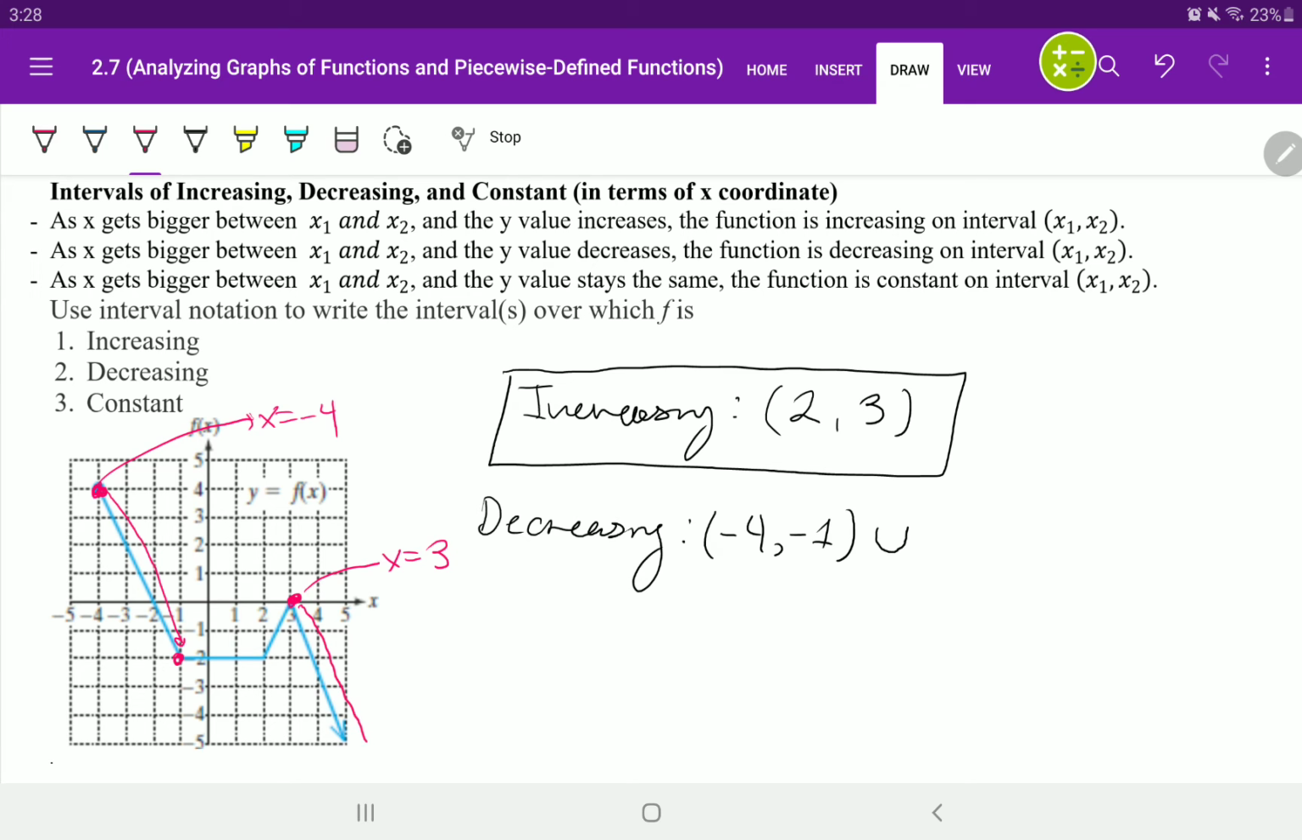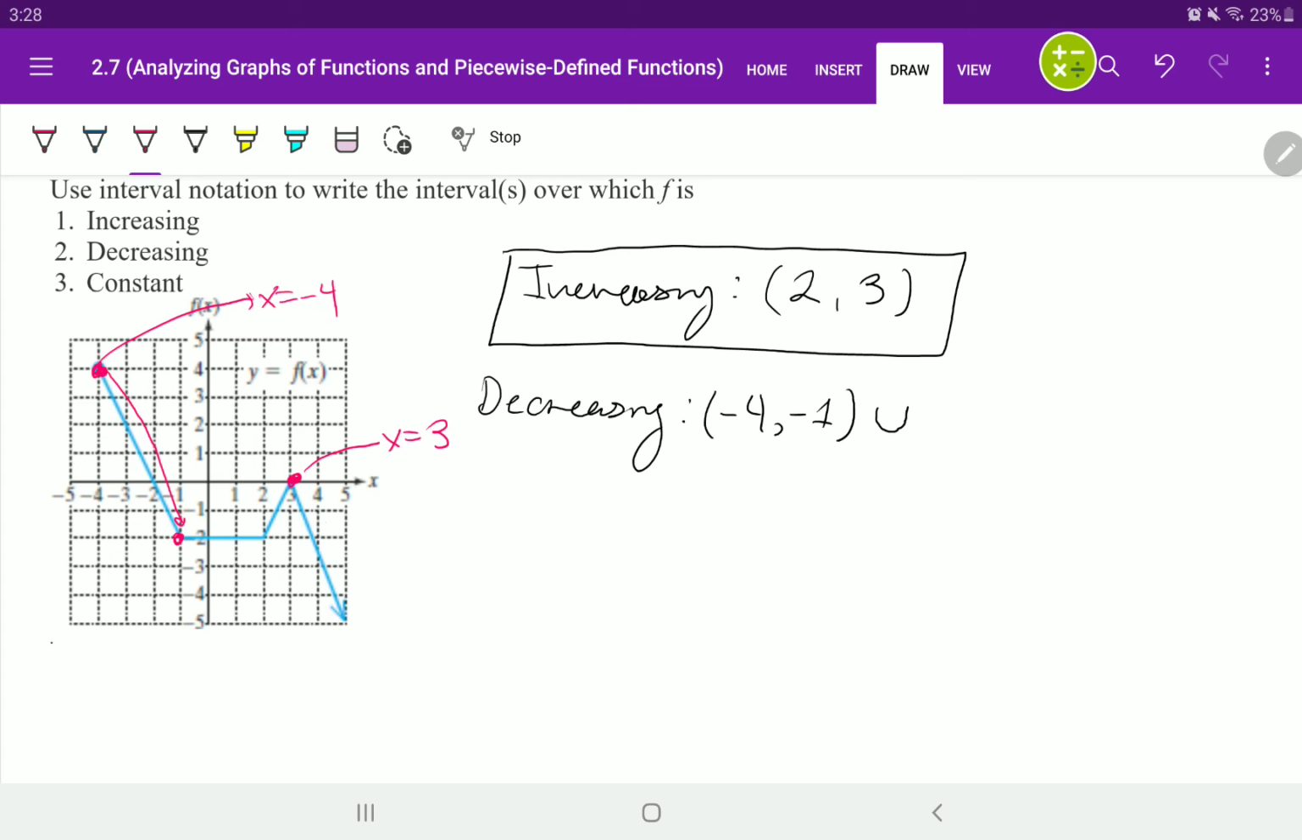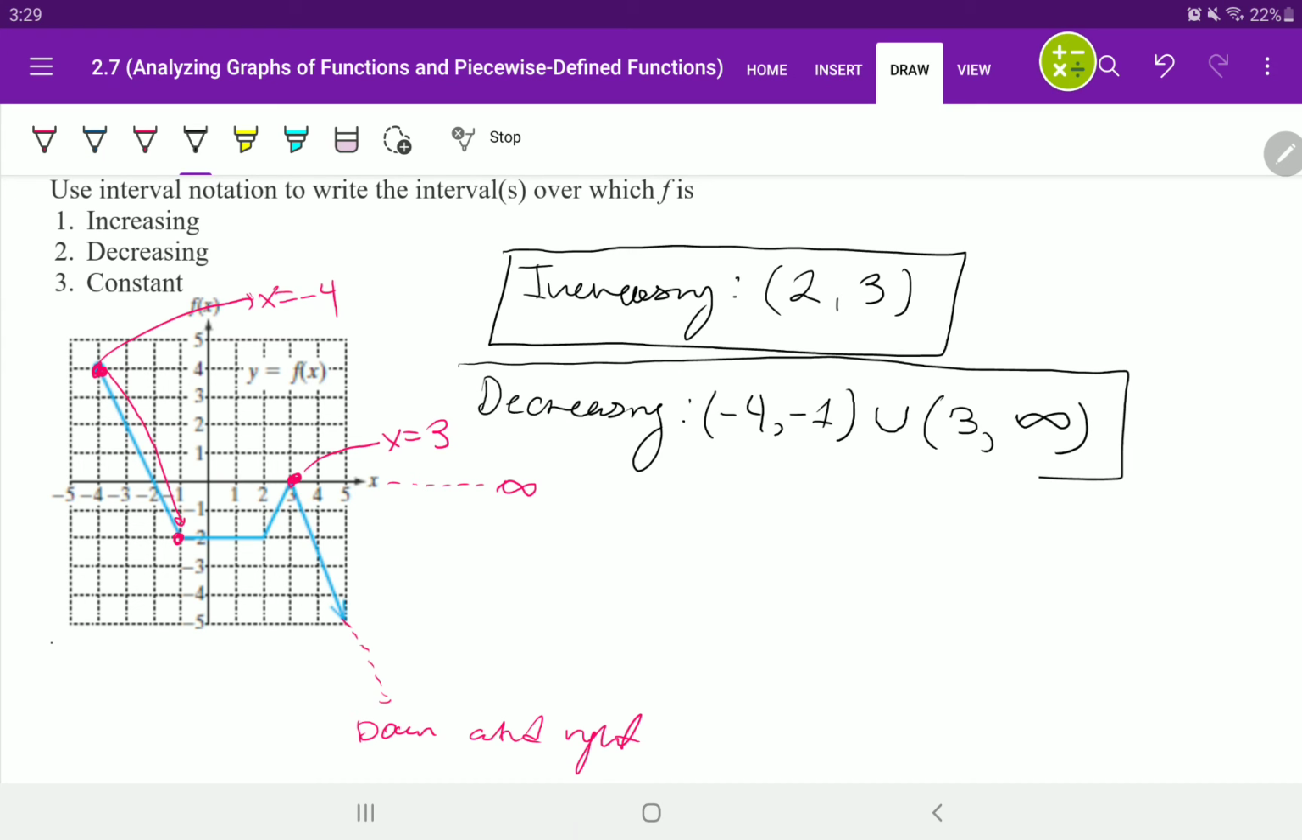If you look here, this function is going down forever and ever. As it goes down forever, it's going more towards the right. This is going down and right. And as it goes more towards the right, the x value is approaching infinity. Therefore, the other interval of decreasing will start when x equals 3, and it decreases forever, and that approaches positive infinity. So that is my interval of decreasing.